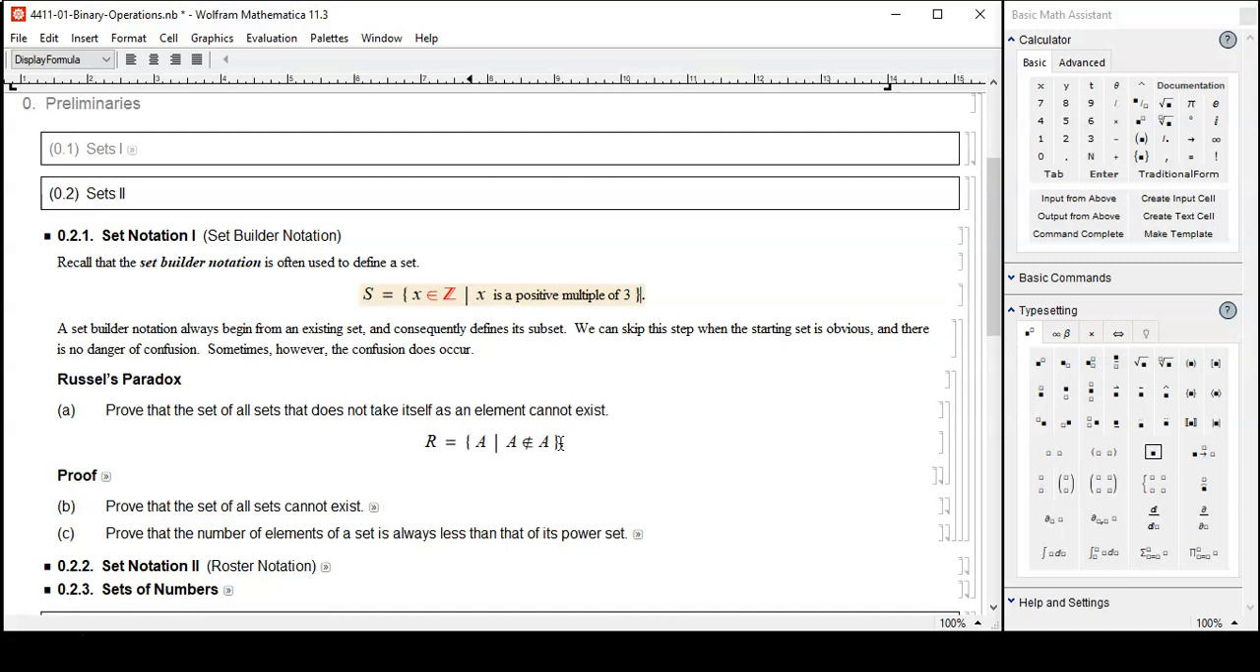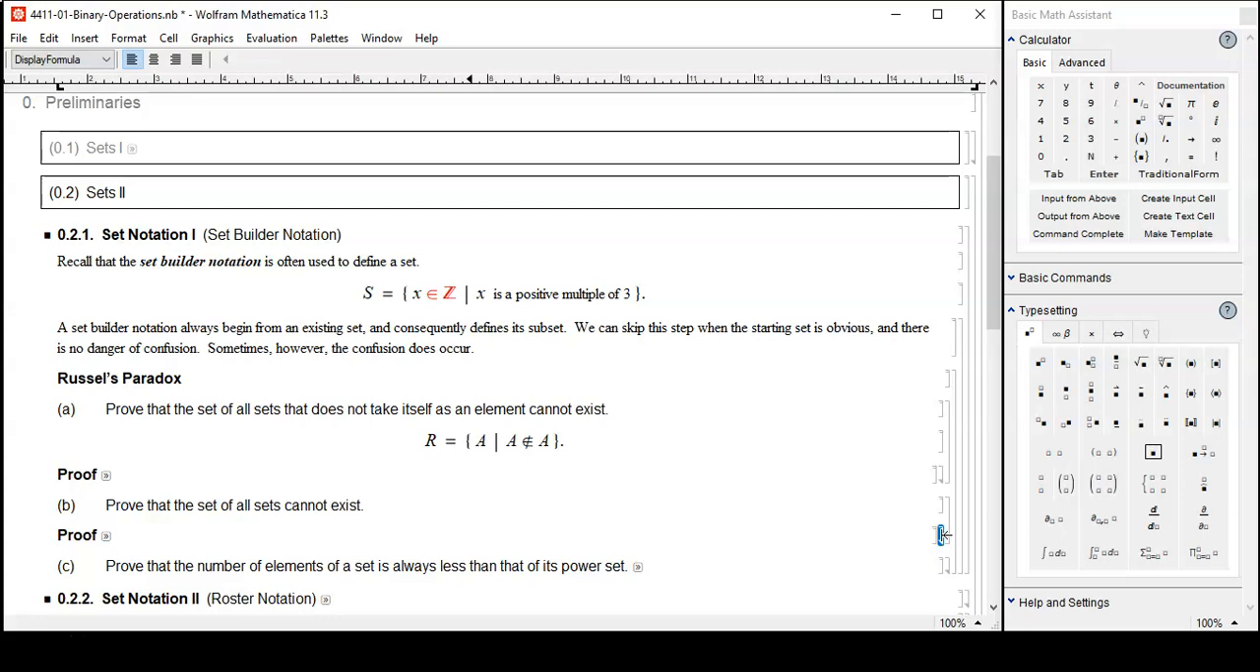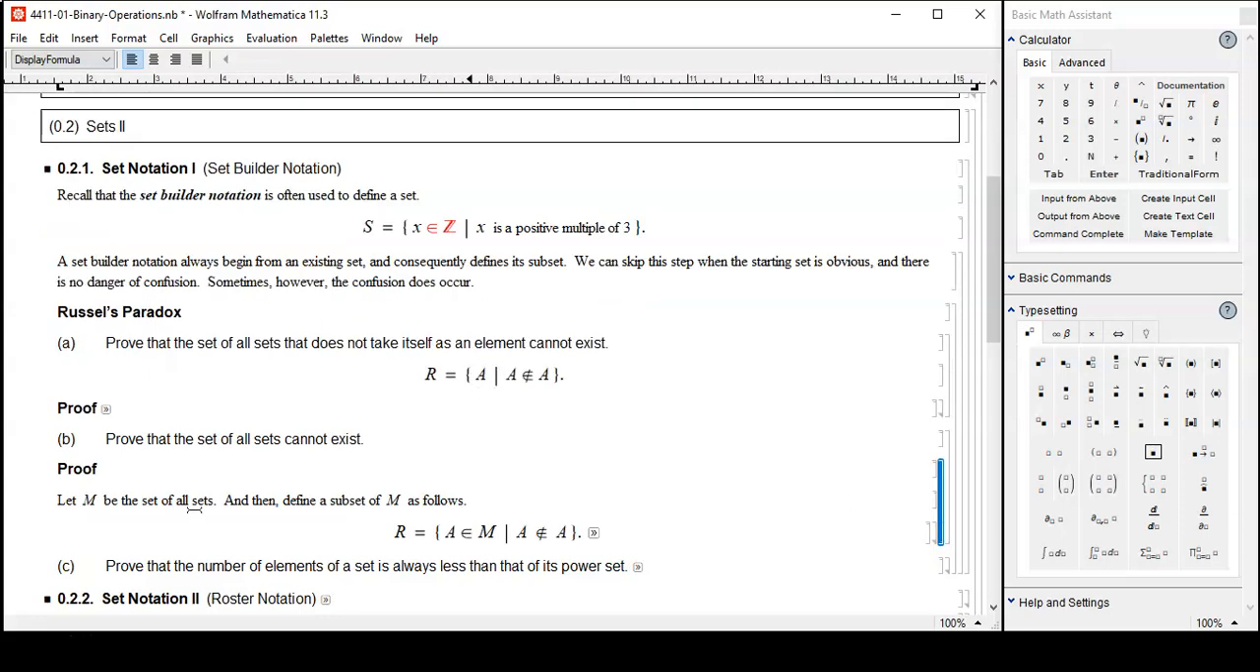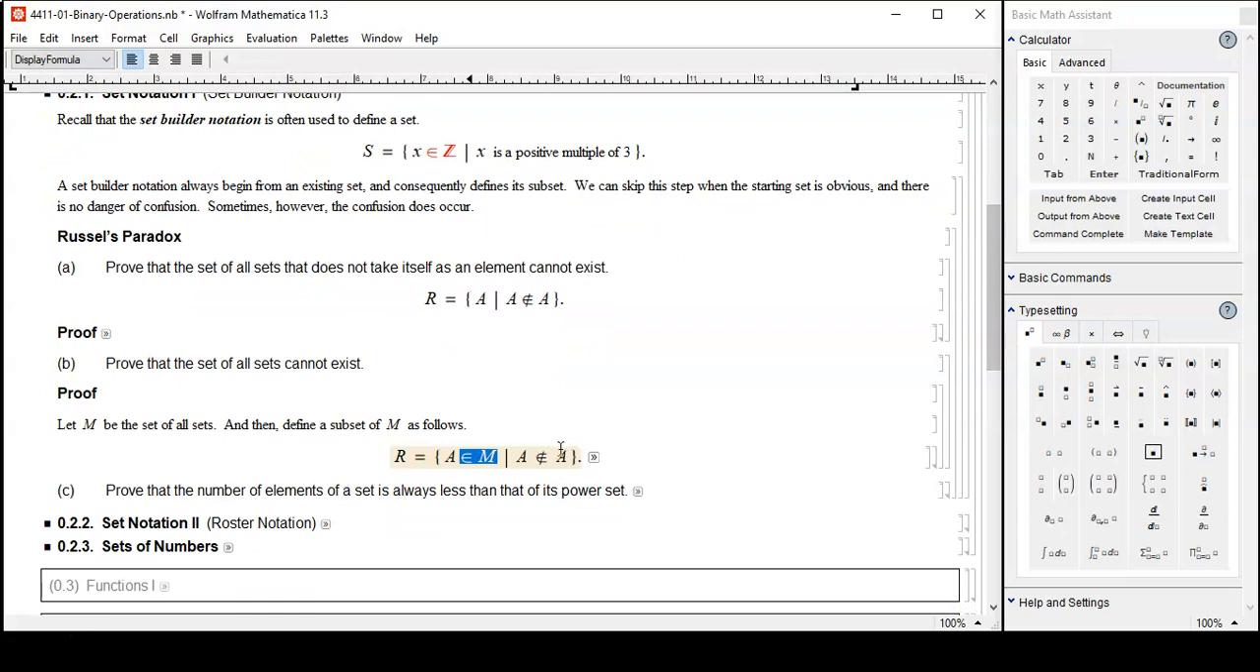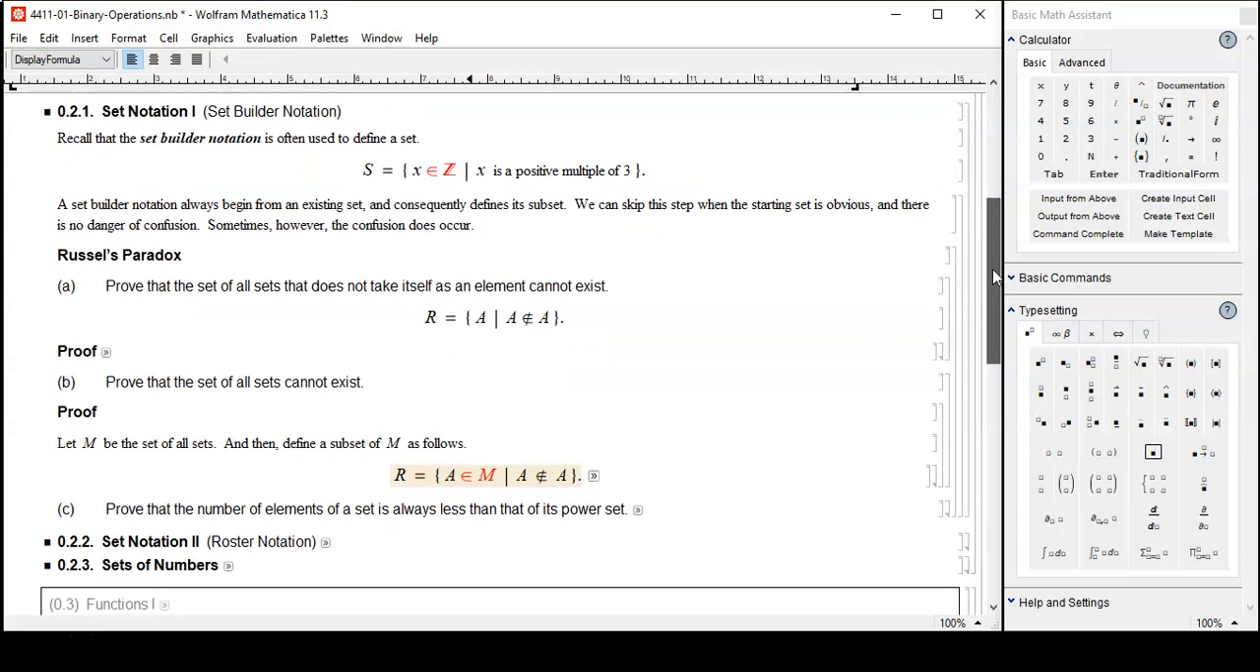Is there any way to improve it? Let's try this. What if I begin with the set of all sets and then get that part taken care of? Will it work? It turns out it's not going to work. And consequently, the set of all sets cannot exist.